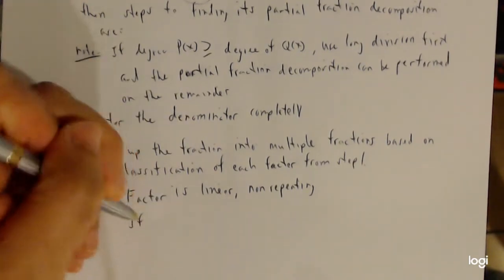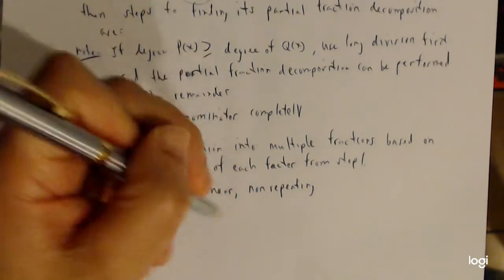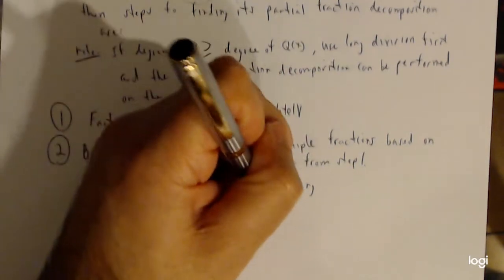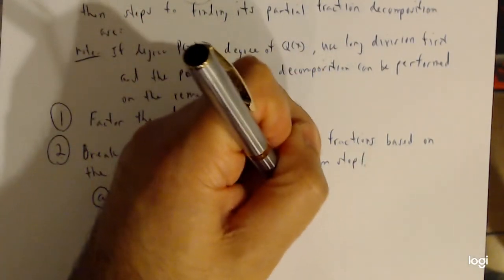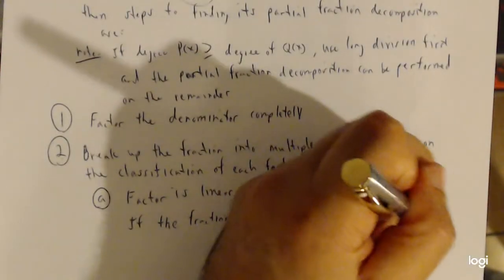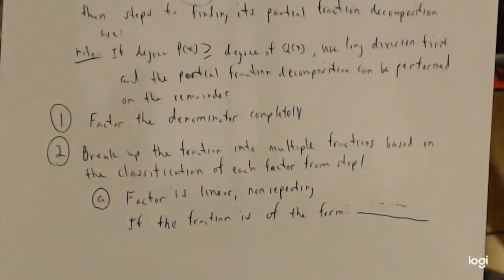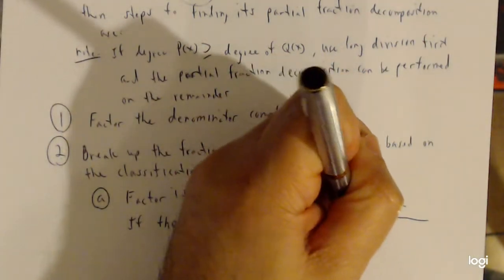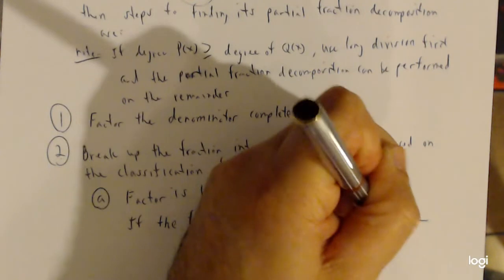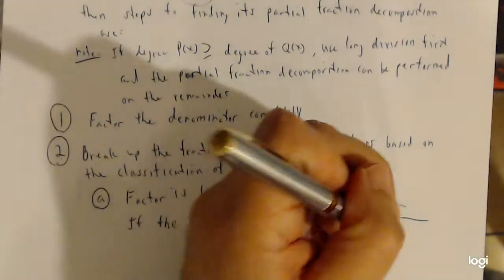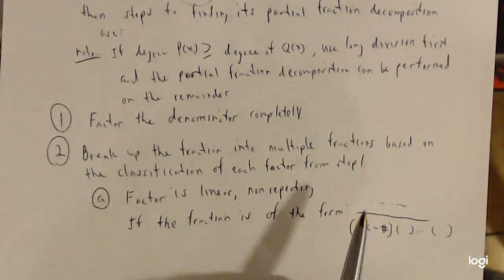If the fraction is of the form, and here's what the form is, it'll be something like this. So you'll have your numerator, whatever your numerator is. We care about the denominator, right? And what are we saying? We have a number x minus some number. Okay, so I'm saying that this is pretty much my factor, and then I'm going to have times some other factors, right?